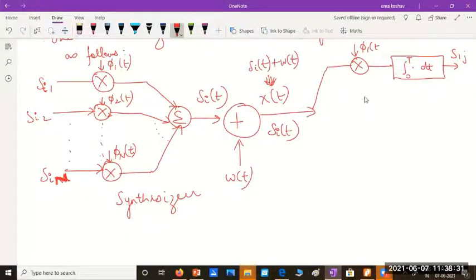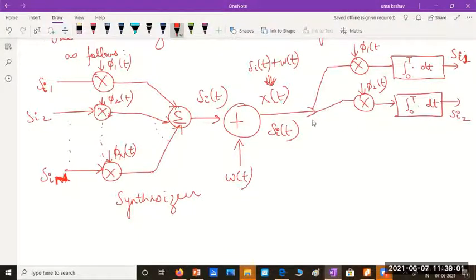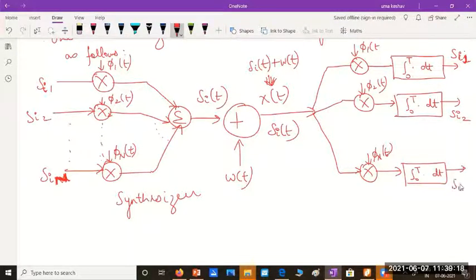Similarly, what did we call this? Si1. Sorry, I should get back this signal. Remember, I transmitted the signal Si1. I should get it back when I do this. Again, when I multiply this Si of t with phi 2 of t and integrate in the range 0 to T, I should get back the second signal Si2. Likewise, when I multiply this with phi n of t and integrate in the range between 0 to T, you should be getting the signal Sin.